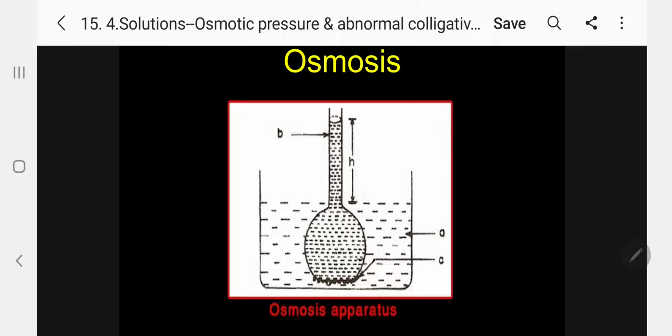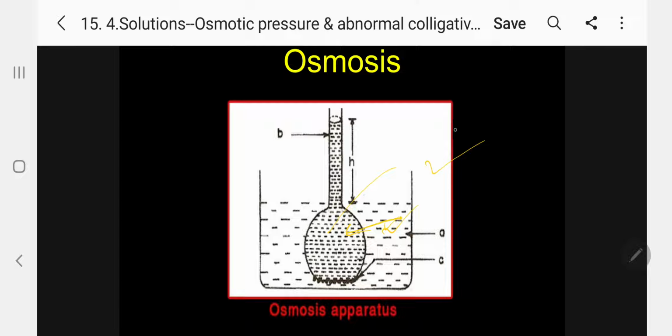So let us take now a beaker containing water. Kindly follow. Now we are taking a solution in a semi-permeable membrane, of a particular concentration. When you keep it in the water, what will happen now? From the outside, the solvent will enter inside. This goes on until the concentration on both sides is equal. This is called osmosis. Kindly follow.